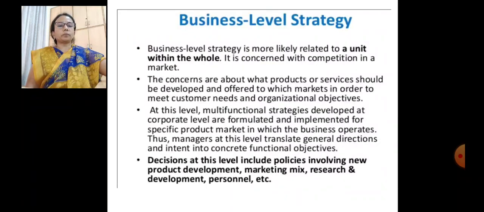Then coming to business level strategy, it is more likely related to a unit within the unit. It's concerned with competition in the market. Concerns are about what products or services should be developed and offered to which market in order to meet customer needs and organizational objectives. At this level, multifunctional strategies developed at the corporate level are formulated and implemented for the specific product market in which the business operates. Thus, managers at this level translate general directions and intent into concrete functional objectives. Discussions at this level include policies involving new product development, marketing mix, research and development, and personnel, etc.